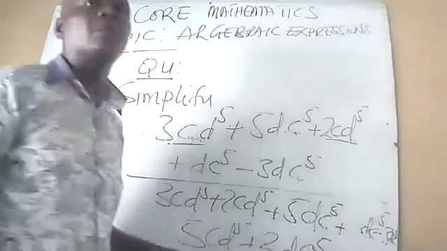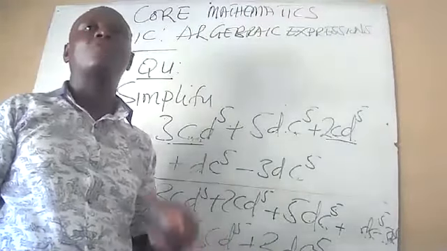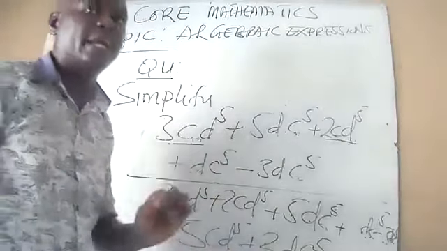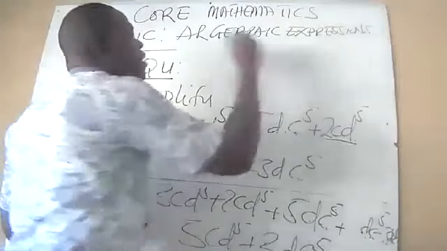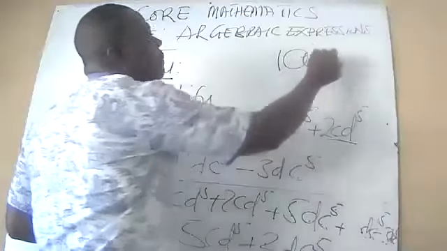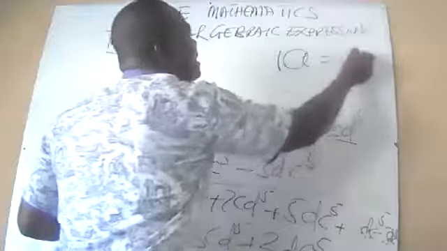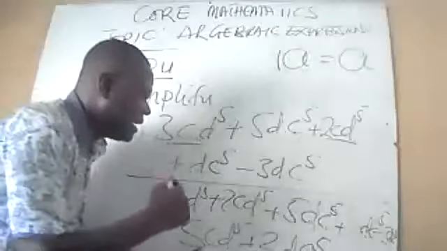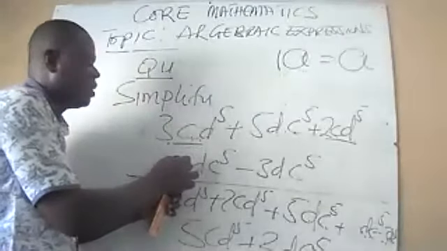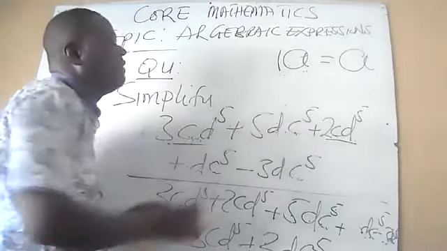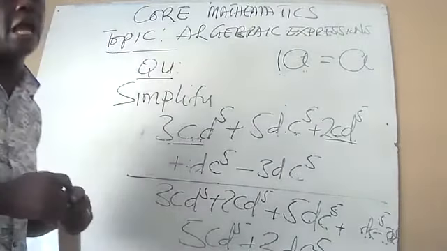Just as you were born, you started mentioning mama, mama, mama. But now you can call your mother by a unique name. When we started learning mathematics, we learned that if you write 1A, we normally say it's A. 1 multiplied by anything is the same thing. So we know mathematically that there is a 1 in front of the DC exponent 5. So when we add that to this, it will give us 5 DC exponent 5.